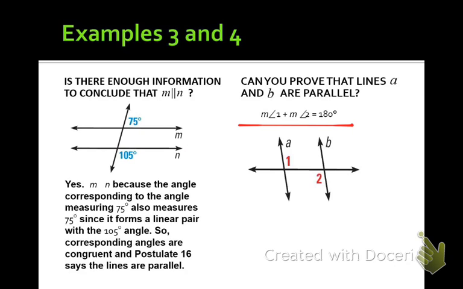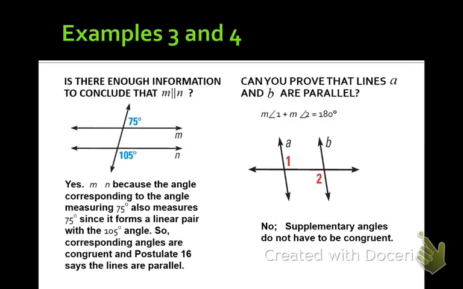It just says they add to 180. So is that enough information by itself? No. Supplementary angles do not have to be congruent. They can be. Supplementary angles can be congruent if they're both 90 degrees, right? If they're both right angles. But those angles have to be congruent, right?